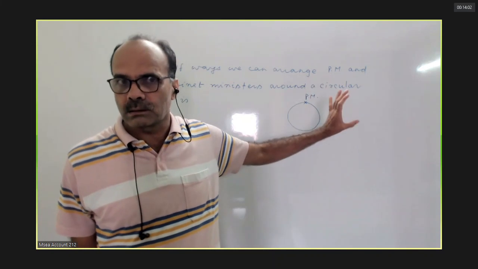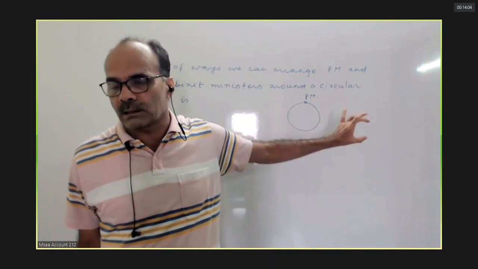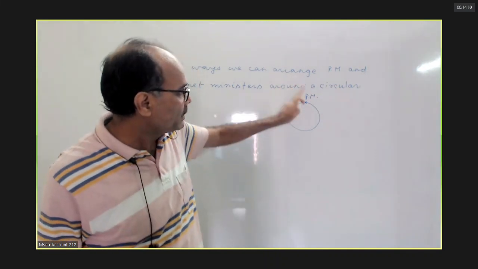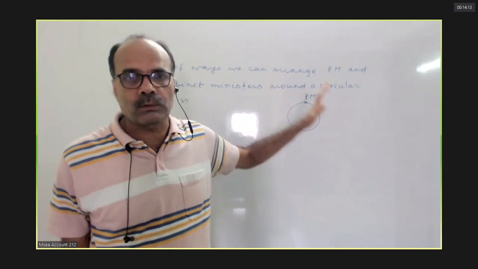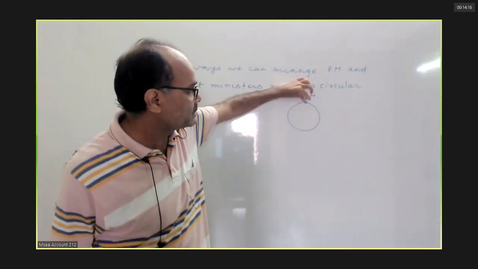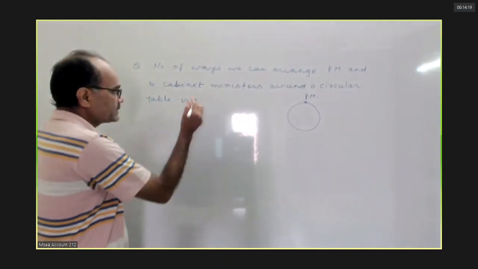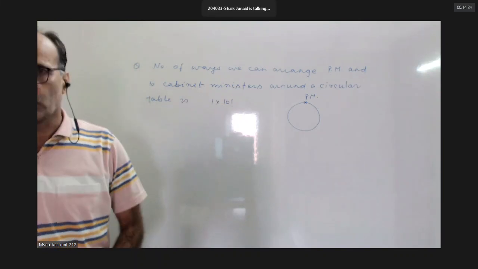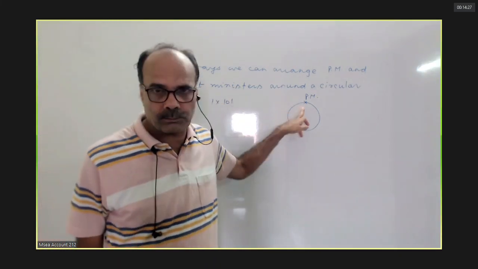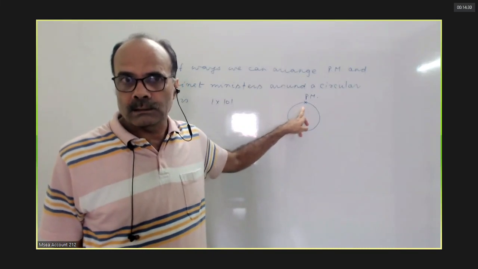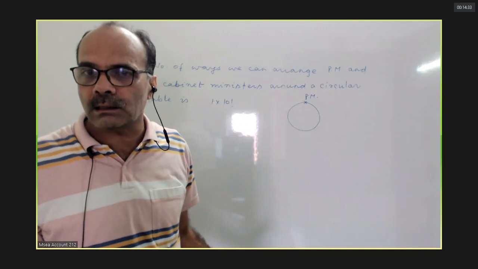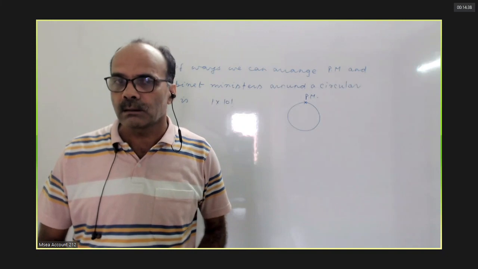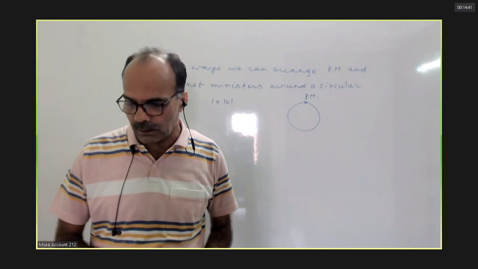Now, once we fix a point on the circle, the other arrangements will be linear. This seat is fixed for the Prime Minister, we don't have any option. So in the remaining 10 places, we have to arrange the 10 members linearly. In how many ways? 1 into 10 factorial, because this seat is fixed for the PM. The other arrangements are like a linear arrangement, so in the remaining 10 places we can arrange them in 10 factorial ways.